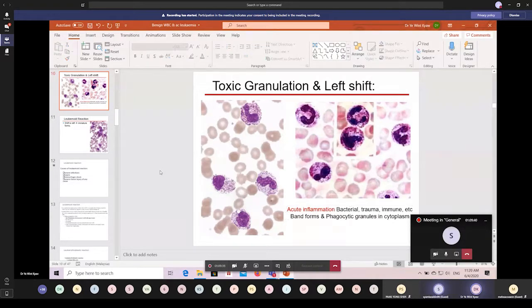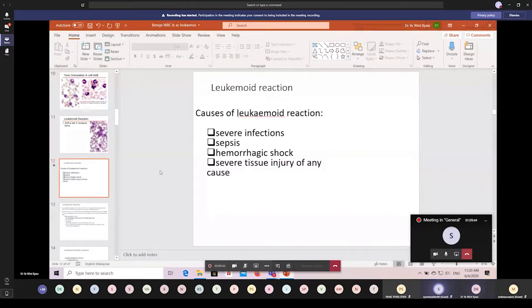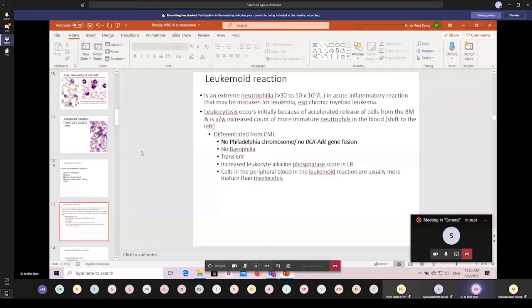Okay, doctor. Cause of leukemoid reaction: you can see a leukemoid reaction, and you cannot confuse leukemoid reaction with leukemia. Leukemoid reaction is not true leukemia. It means a leukemia-like condition, not true cancer. You can see it in severe infection, septic shock. Leukemoid reaction, what is the definition? Extreme neutrophilia.